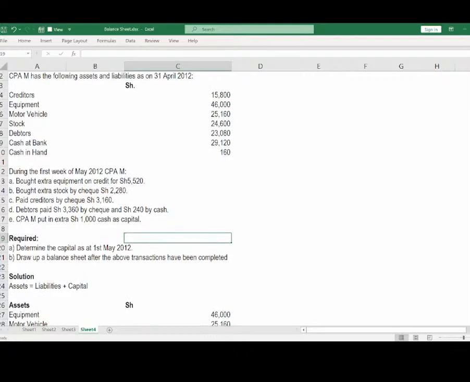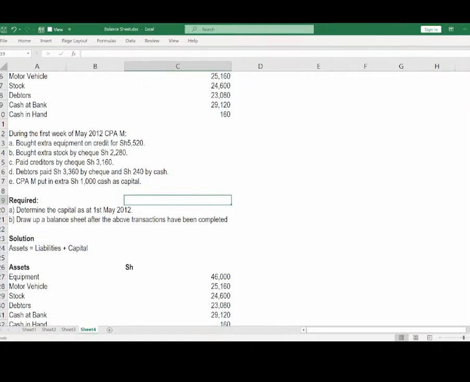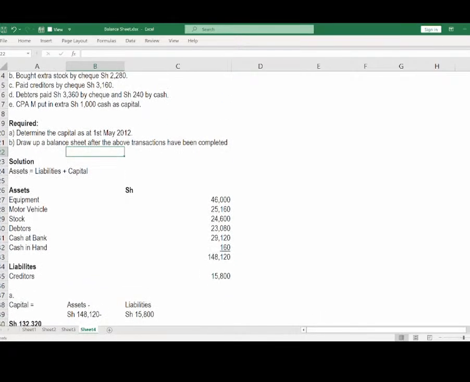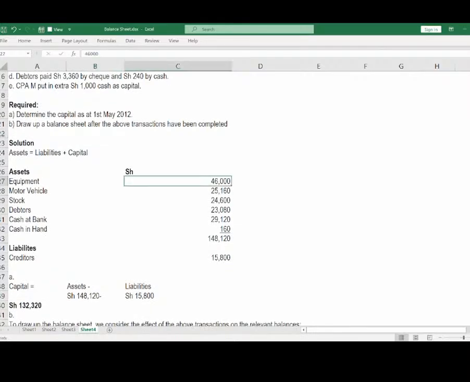And also he put an extra 1,000 cash as capital. So what you are required to do is determine the capital as at 1st May 2012. Also draw a balance sheet after the above transactions have been completed. So we start with determining the capital. We know that asset equals liability plus capital. So capital is equal to asset minus liability.